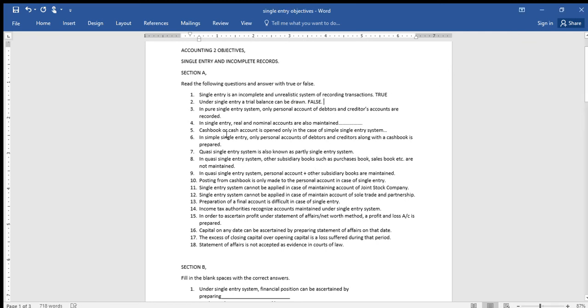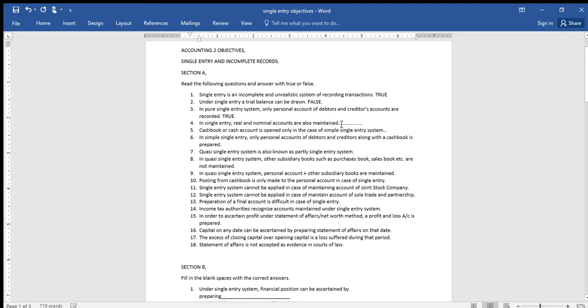Then for question 3, in pure single entry system, only personal accounts of debtors and creditors are recorded. It's true, we only prepare those two personal accounts, of debtors and of creditors. So for question 3, the answer is true. Then question 4, in single entry, real and nominal accounts are also maintained.